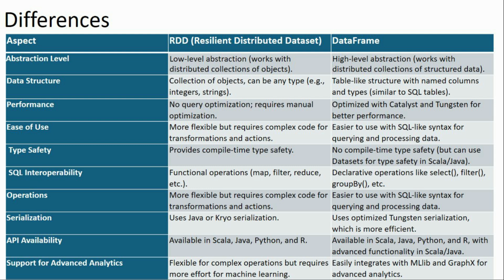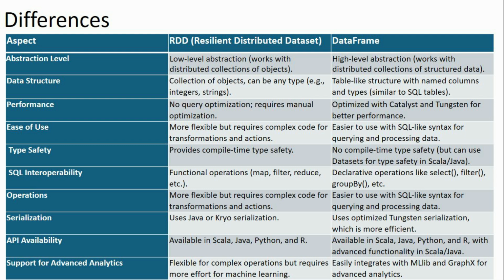Let's look at API availability. RDDs have a comprehensive API in Scala, Java, Python, and R, supporting low-level data manipulations. However, since it's lower level, it's more verbose and harder to work with.